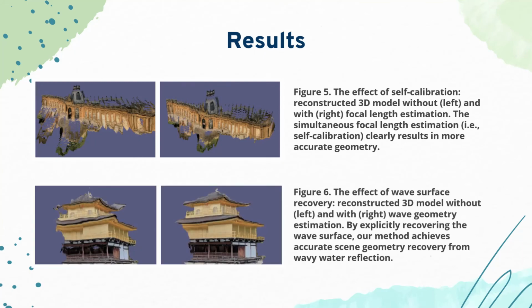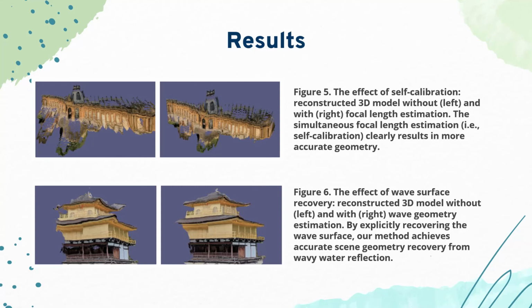And Figure 6 shows the results of reconstructing the Golden Temple with and without estimation of the waves on the pond reflecting it. The results clearly show that by explicitly modeling the waves as 2D deformations of the proxy plane and imposing natural priors on their shape, they can be disentangled from the target geometry.